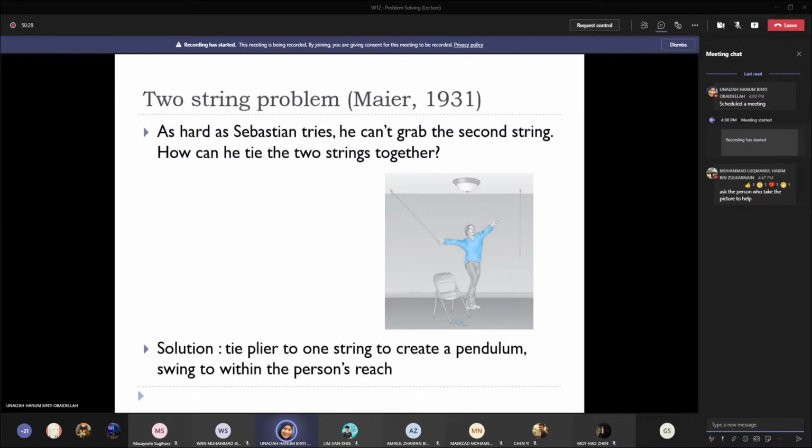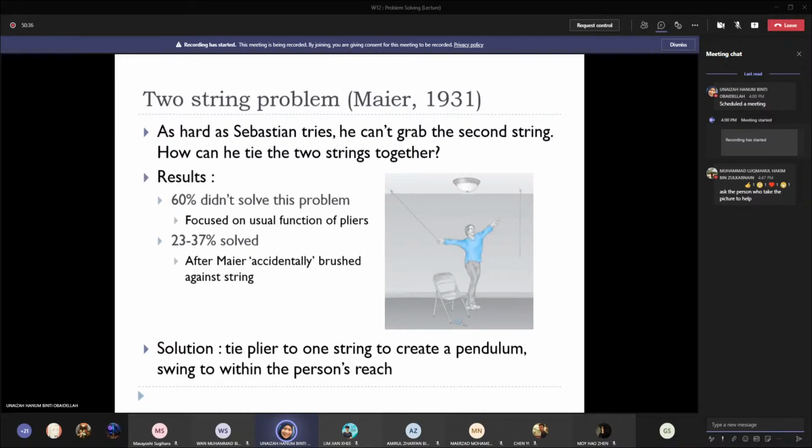That's right. So what you do is you tie the pliers to one string to create a pendulum and then switch it with another person's reach. So that is a solution. Sometimes you may or may not be using all these items needed. It could be quite a complex solution. But the idea is you tie this one and you hold one, you tie this one, and you swing it. You can let go first, you tie one of these, and you swing.